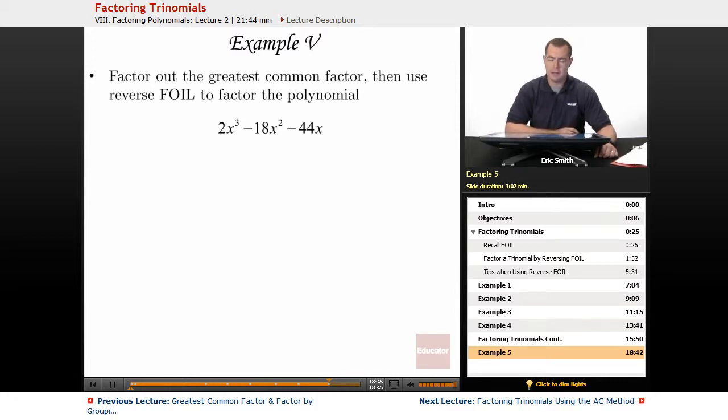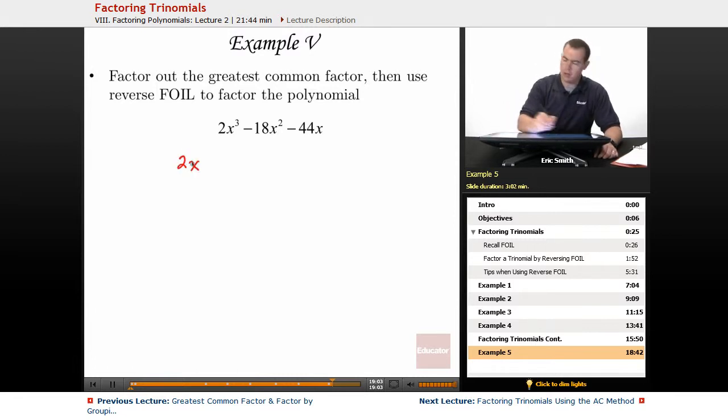All right, we'll definitely keep that in mind for this next example. This one's 2x cubed minus 18x squared minus 44x. All right, so let's comb this over. It looks like everything is divisible by 2, and they all have an x in common. So let's take out a 2x at the very beginning.